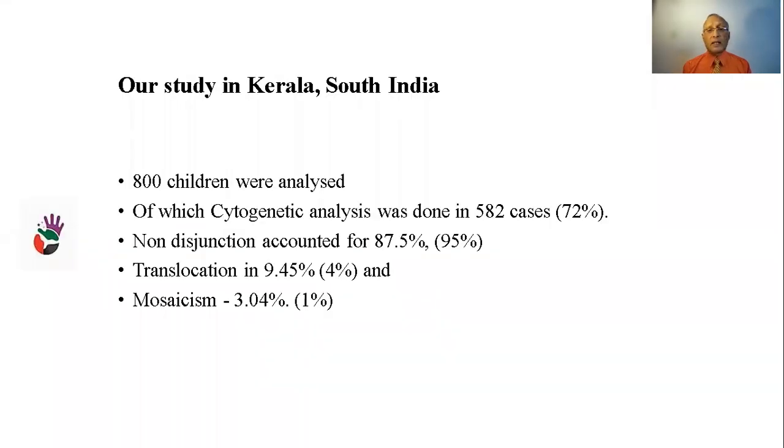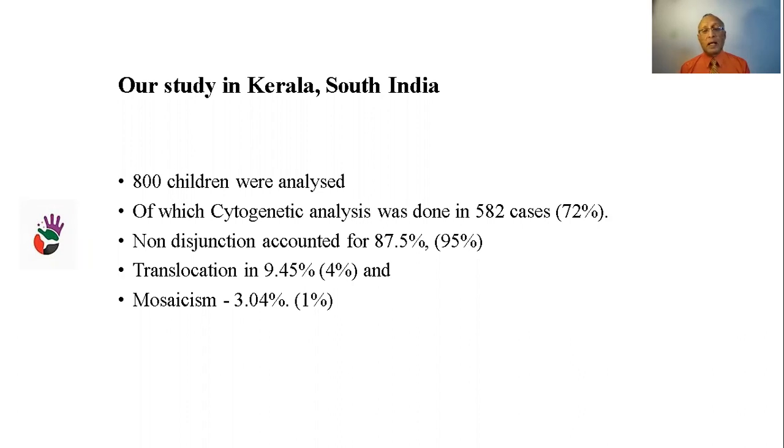In our study in Kerala, South India, the place where I come from, 800 children with Down syndrome were analyzed. It's a retrospective study of children who were seen in the last 20 years, of which cytogenic analysis was done in 582. That is 72%, because in the earlier years, we couldn't get cytogenic analysis of all those who came to us. Non-disjunction accounted for 87.5%. This is as against 95% in world literature.